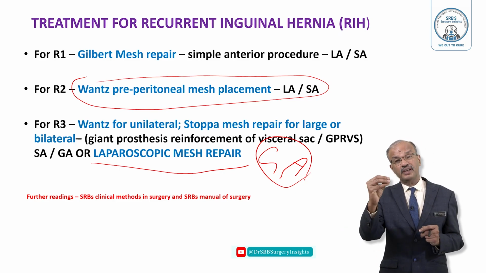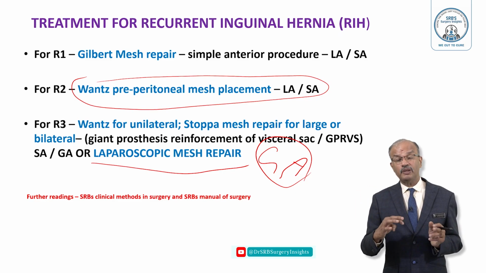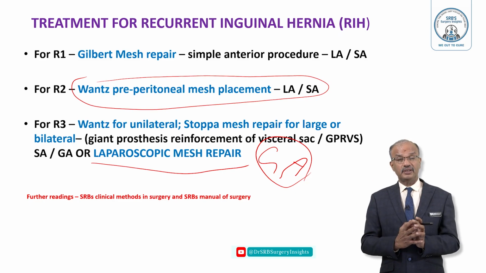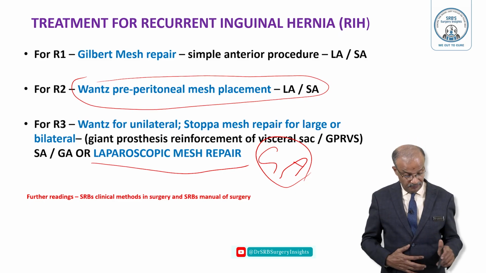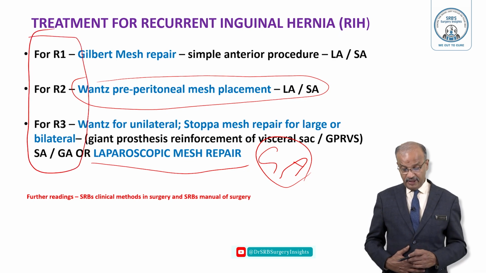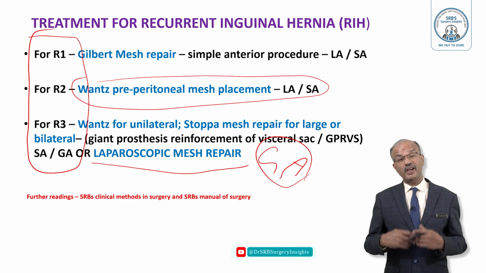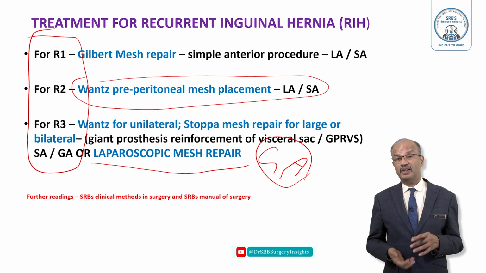So R1, anterior Gilbert mesh repair, easier, local or spinal. R2 is always preperitoneal mesh repair, local or spinal, one side. R3 is preperitoneal mesh repair, large mesh or giant prosthesis covering both sides, called Stoppa's procedure, or ideally laparoscopic mesh repair. So this anatomical classification is very, very important for recurrent inguinal hernia. In spite of that, I already told, first recurrence, second recurrence, third recurrence, fourth recurrence can occur.